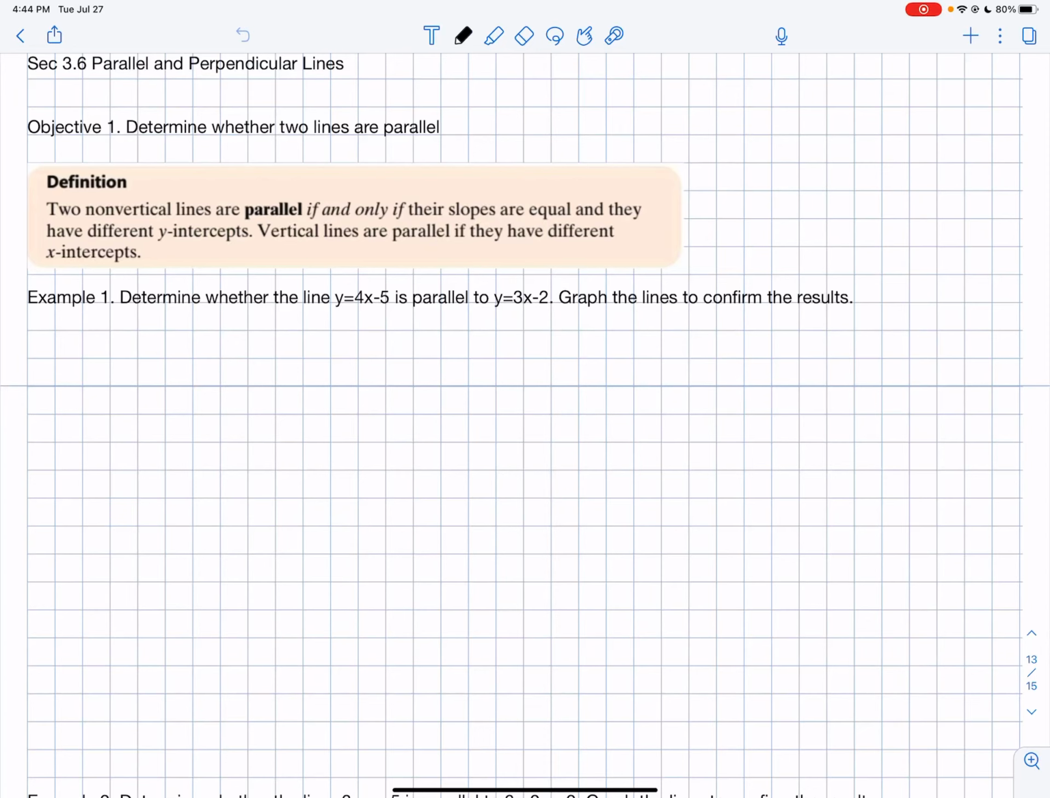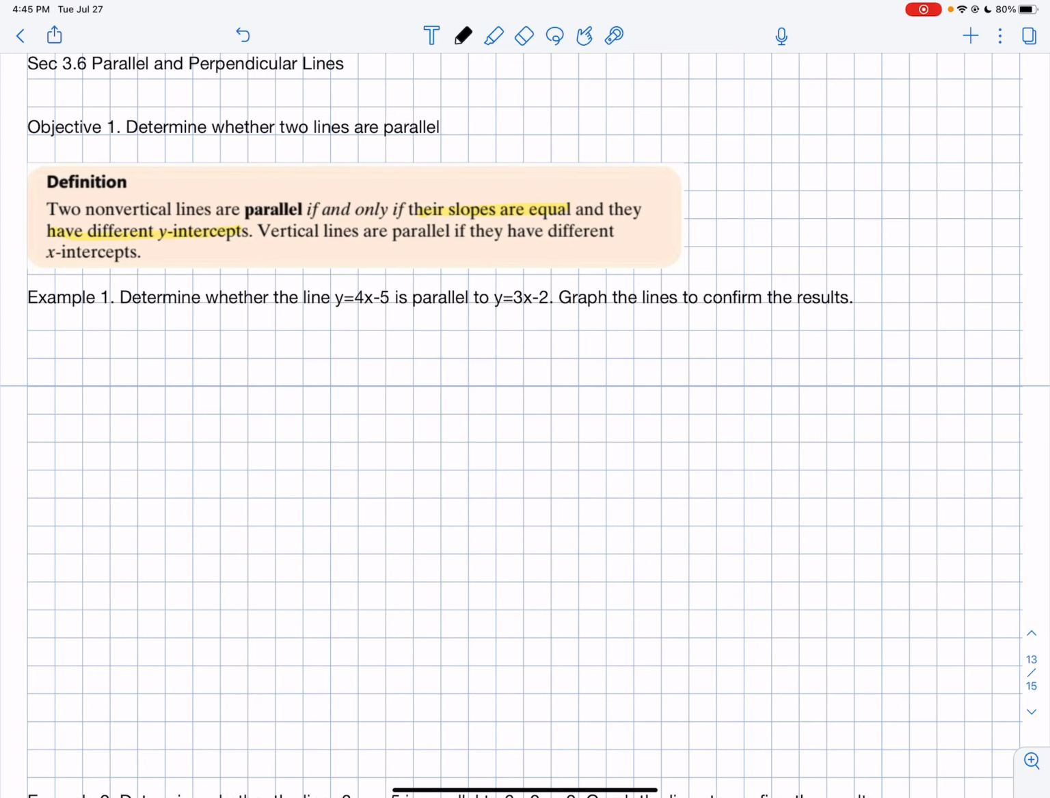Objective number 1: Determine whether two lines are parallel. Definition: two lines that are not vertical are parallel if and only if their slopes are equal and they have different y-intercepts. Vertical lines are parallel if they have different x-intercepts. So now we will work on the regular case first, the non-vertical lines.